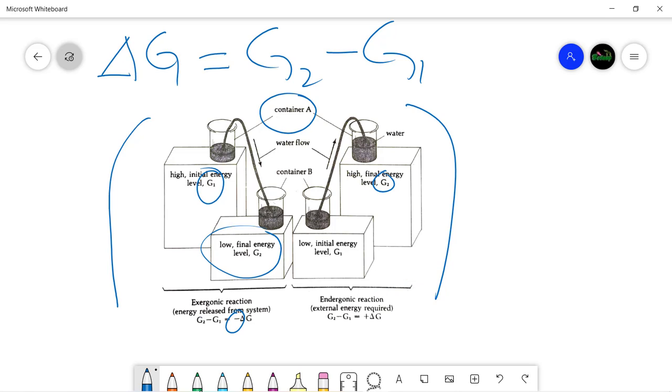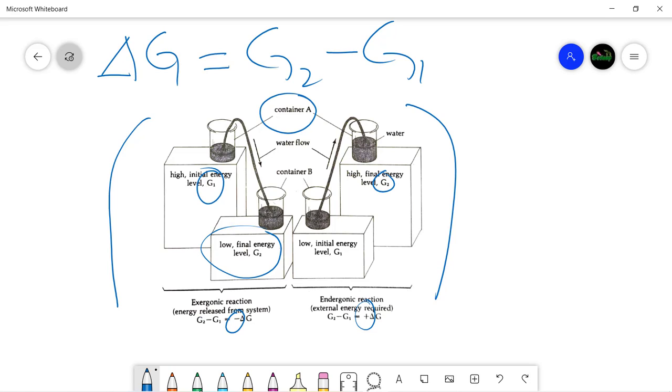How do we come to know that this is an endergonic reaction? Because G2 minus G1 is now delta G but with a plus sign, and this plus sign indicates a certain amount of input of energy, because G2 is at a higher level, and when we subtract G1 from G2, we get delta G with a plus sign, and this indicates an endergonic reaction in which energy is consumed or utilized.